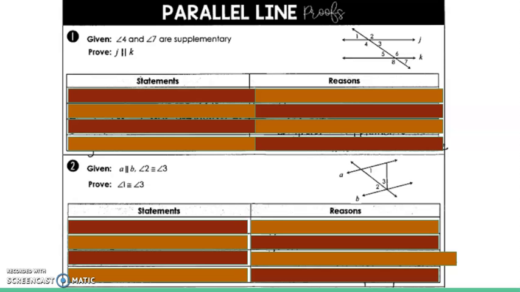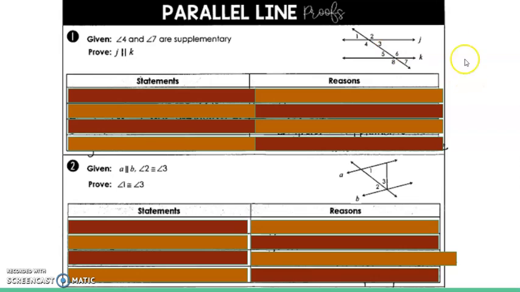Just like before, we're going to be given a statement or maybe a couple of statements, and we're going to be given a statement that we want to prove. So remember, these given statements should always go first, and then if you've done the proof right, your proof statement should be the very last thing.